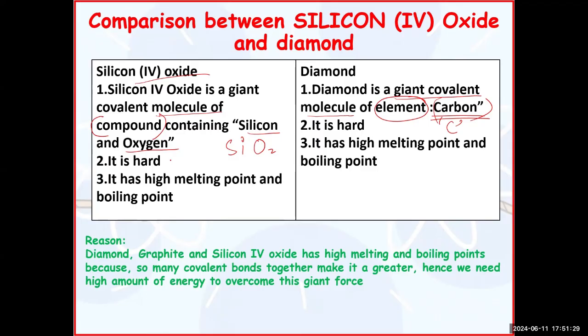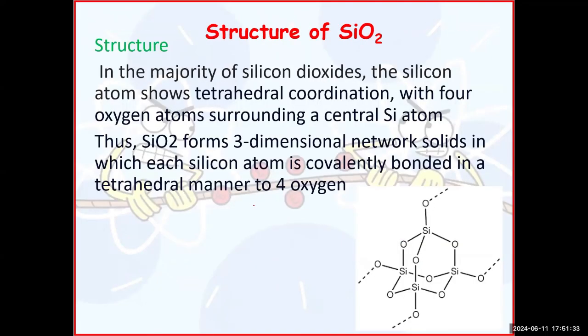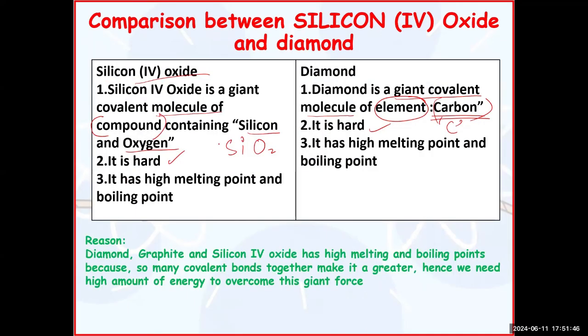next thing is both of them are hard, because obviously they have a tetrahedral structure. Over here, I have told you that it's a three-dimensional network, same as the diamond. So its structure is also known as tetrahedral, just like the diamond. Both of them are hard. Both of them have high melting and boiling points. The difference is only of the composition and not other properties.